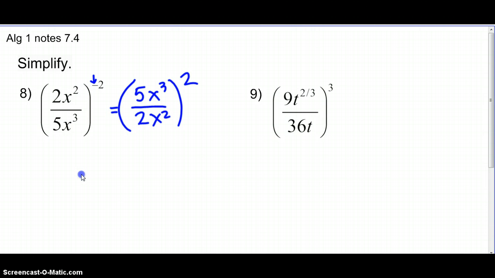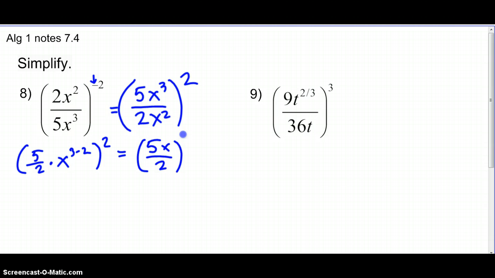Now we have a choice at this point. You could apply the exponent to each term. I actually think it might be easier to go ahead and simplify our x's first. So I'm going to have 5/2 times x to the 3 minus 2 power. Remember, that whole thing is still going to be squared. So what I end up with is 5 times x to the first over 2, quantity squared, which finally would equal 25x squared over 4.